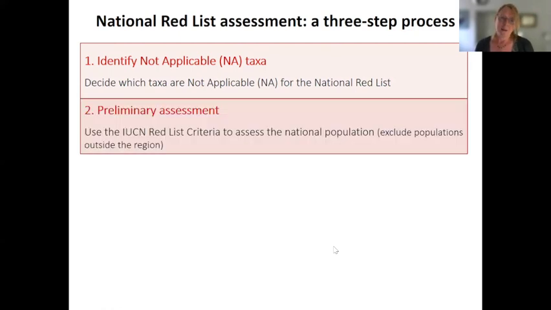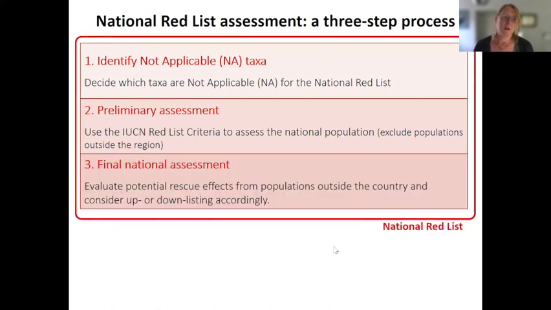Then you do a preliminary assessment in step 2, and in this you apply the red list criteria to your national population. And then step 3, you look at what are the effects of populations existing outside of your country, and you can adjust your preliminary assessment accordingly. And then you've got your final national red list assessment. Now, those 3 steps form the national red list process itself.